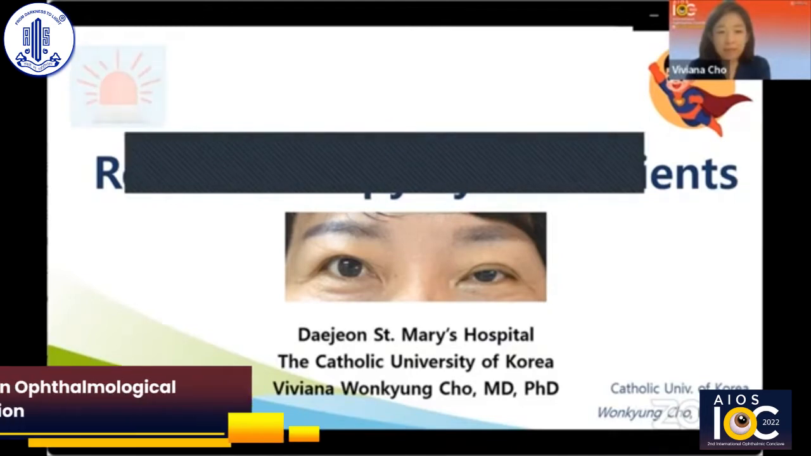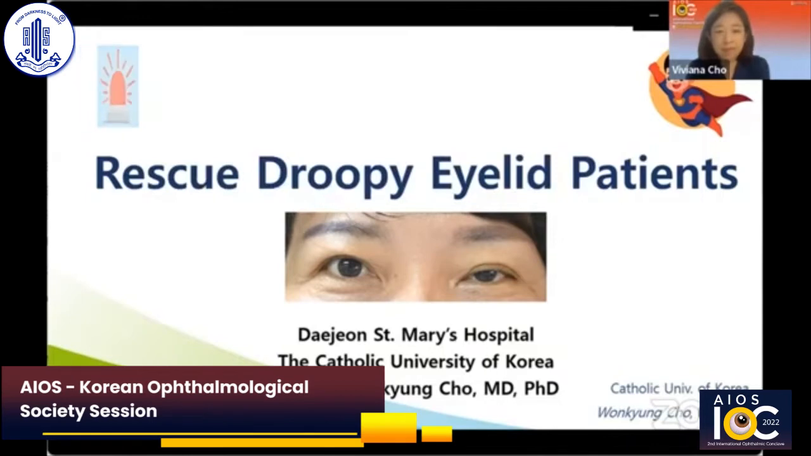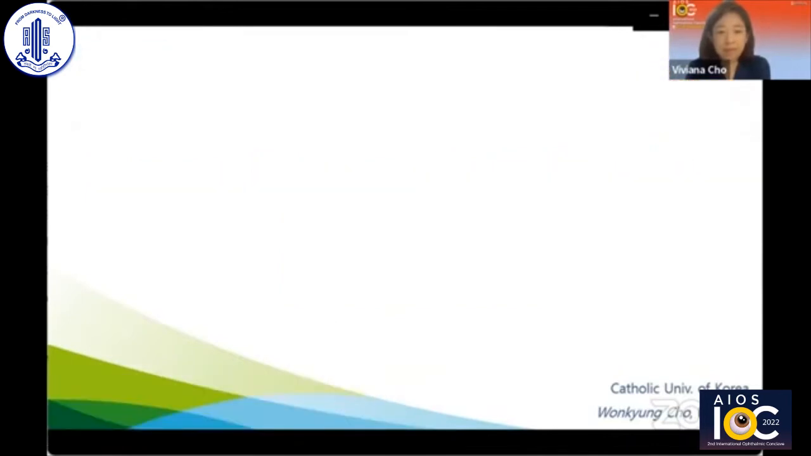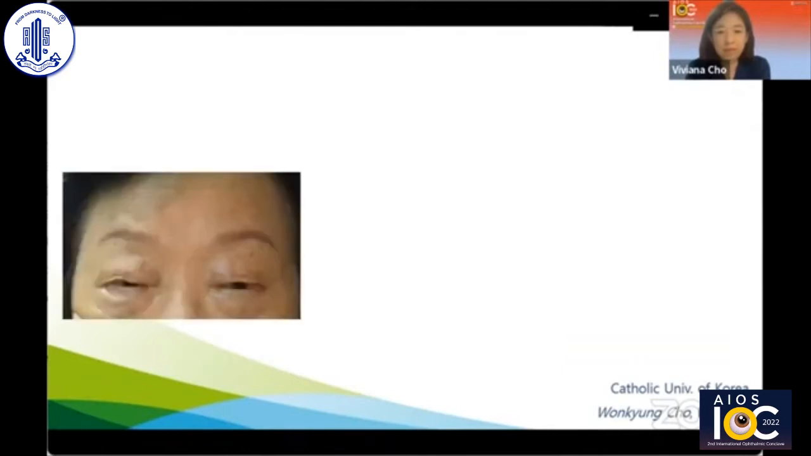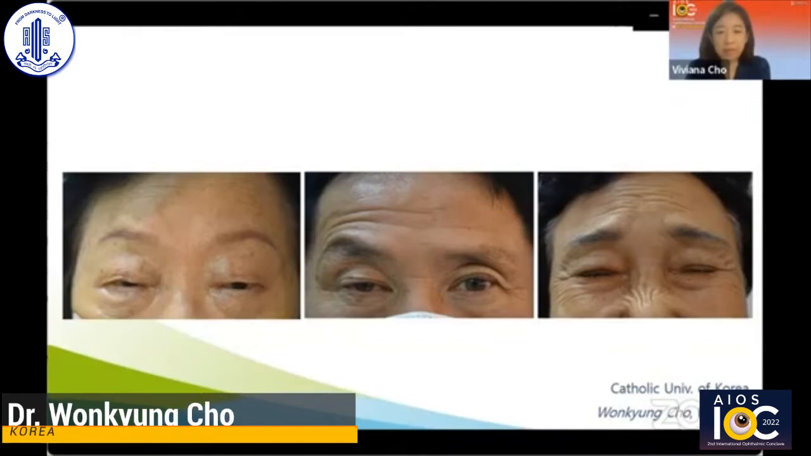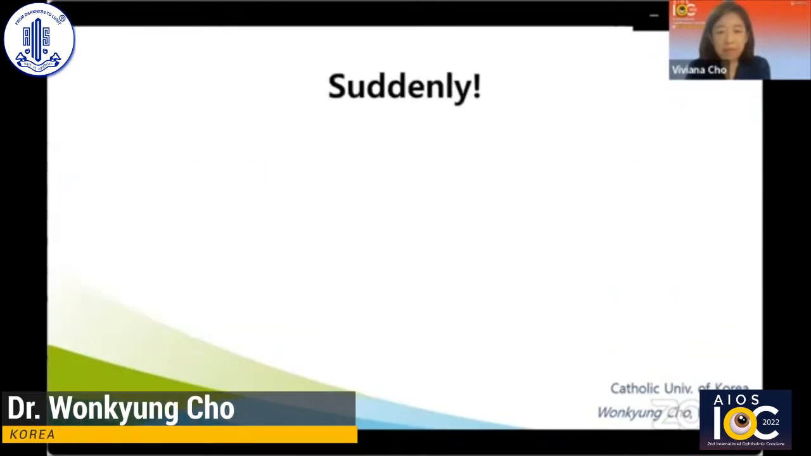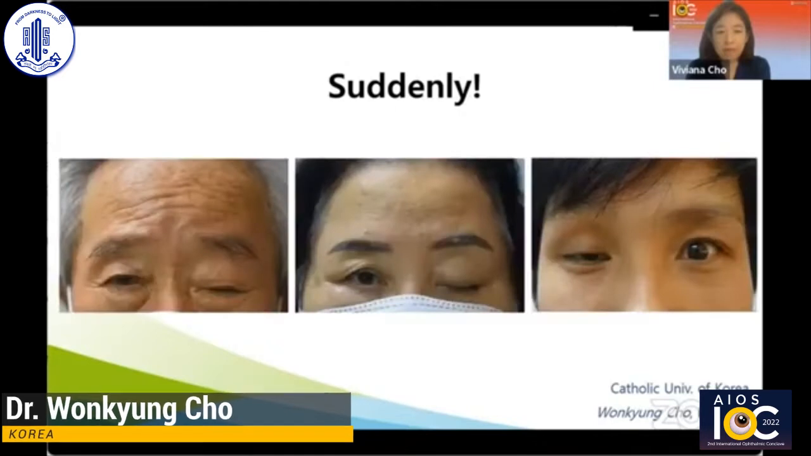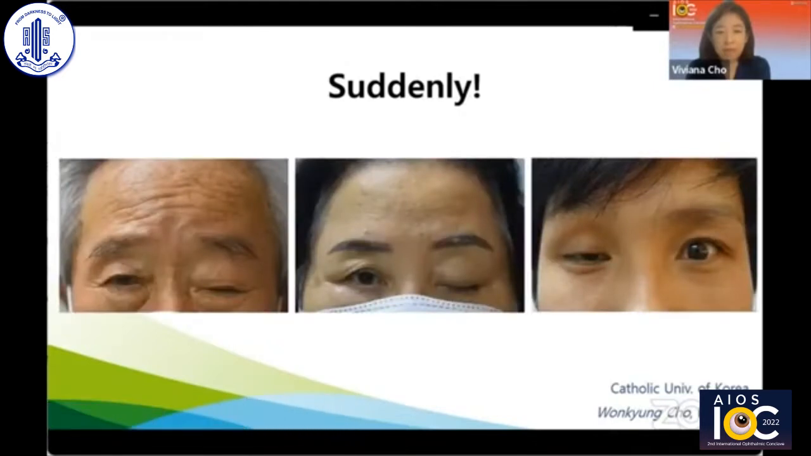My presentation title is Rescue Droopy Eyelid Patients. We see various types of droopy eyelid patients in our clinic. Natural aging ptosis, asymmetric ptosis like in the middle photo, or even someone who has difficulties in eye opening because of blepharospasm. Those patients progress their droopy eyelid symptoms slowly, so they are somewhat aware of their ptotic eyelid status. However, we're embarrassed when we encounter such a kind of sudden onset ptosis.